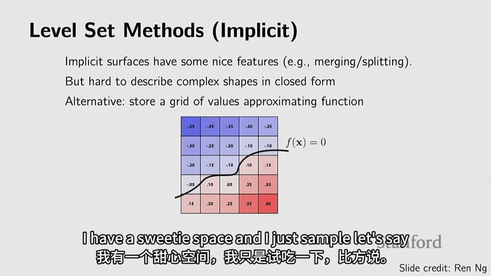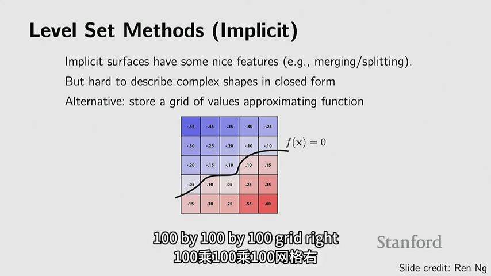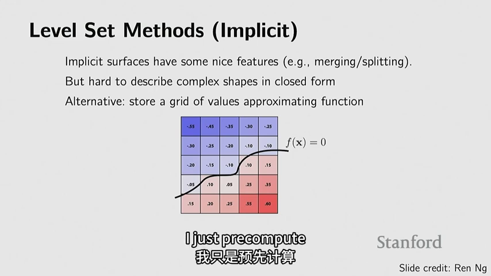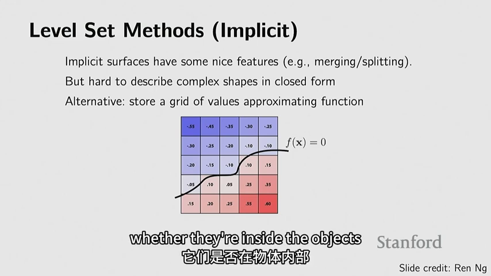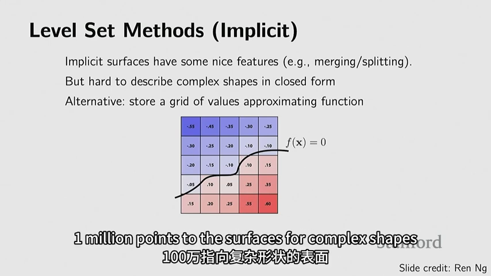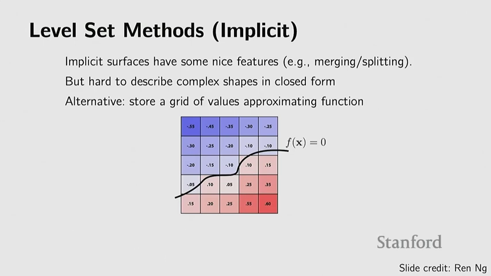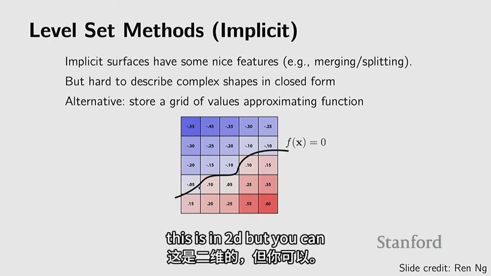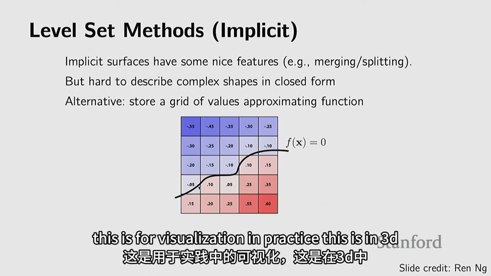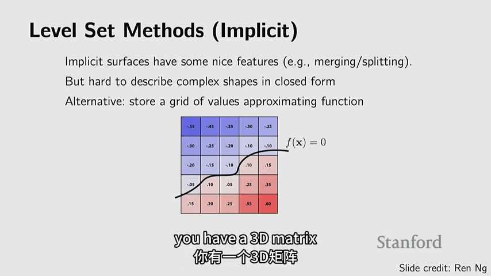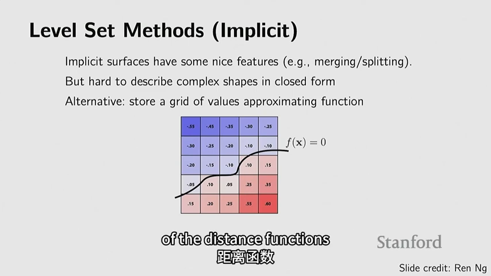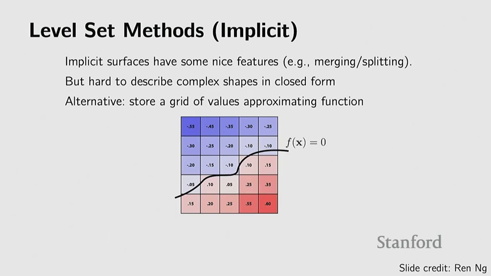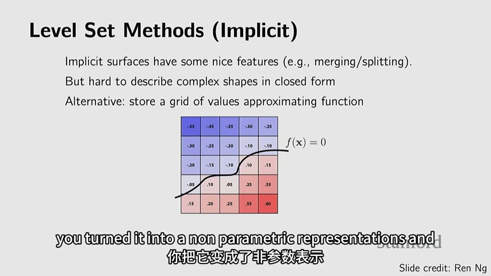I have a 3D space and I just sample, let's say, a 100 by 100 by 100 grid. And then I now have 1 million points pre-sampled. For these 1 million points, I just pre-compute whether they're inside or outside the objects, and what the distance of these 1 million points to the surface is for complex shapes. So you can pre-compute them, and then you can store all the values in a matrix. This is in 2D for visualization, but in practice this is in 3D, right? So you have a 3D matrix that stores all these pre-computed values of the distance functions. So now, in some sense, you still have implicit representations, but because you have pre-queried them, you turned it into a non-parametric representation.